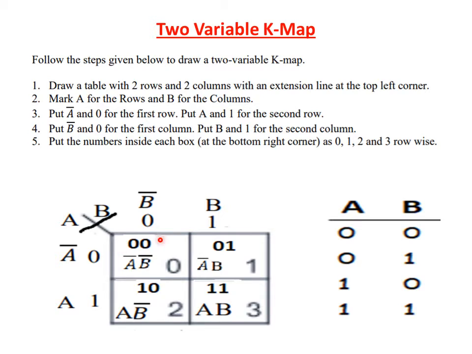Now the first cell is 0, 0, that means A bar B bar, equal to 0. The second cell represents 0, 1, that is A bar B, equivalent to 1. The third cell is 1, 0, that is A B bar, which is 2. The fourth cell is 1, 1, that is A B, which is 3. So this is the way to represent two variables.